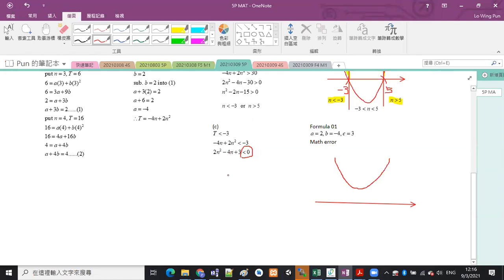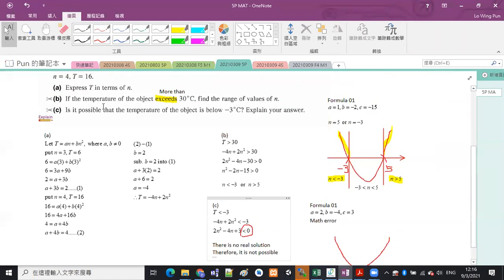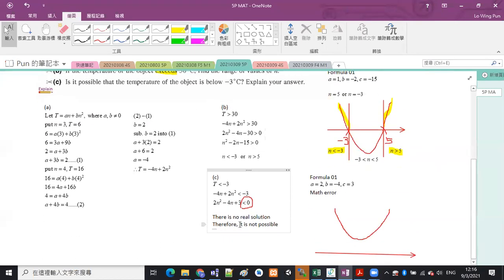That is the logic. Do you understand? Okay, so just write, therefore, there is no solution. There is no real solution. Okay, and then you just answer. Therefore, it is not possible. Okay, or just no is okay. Because the question asks you whether it is possible or not. Okay, just write it is not possible will be okay.